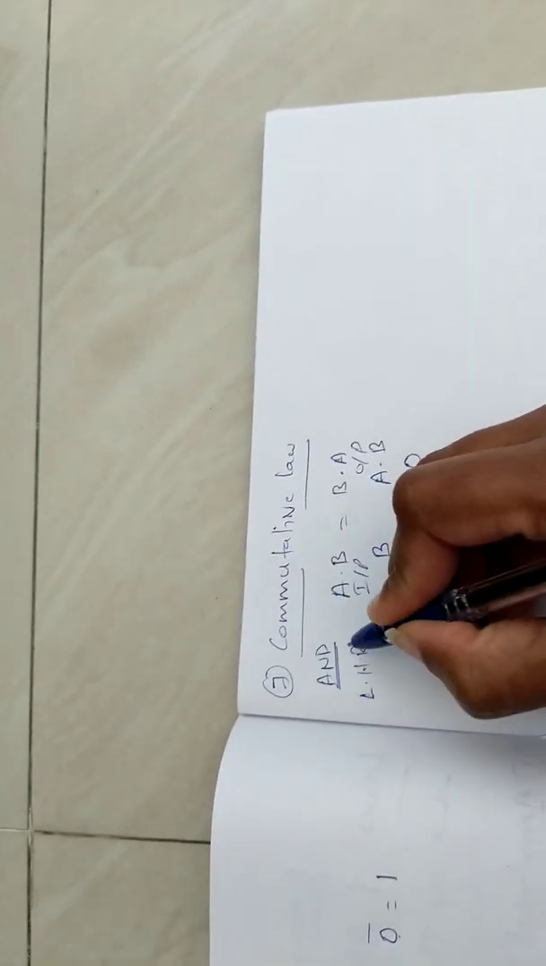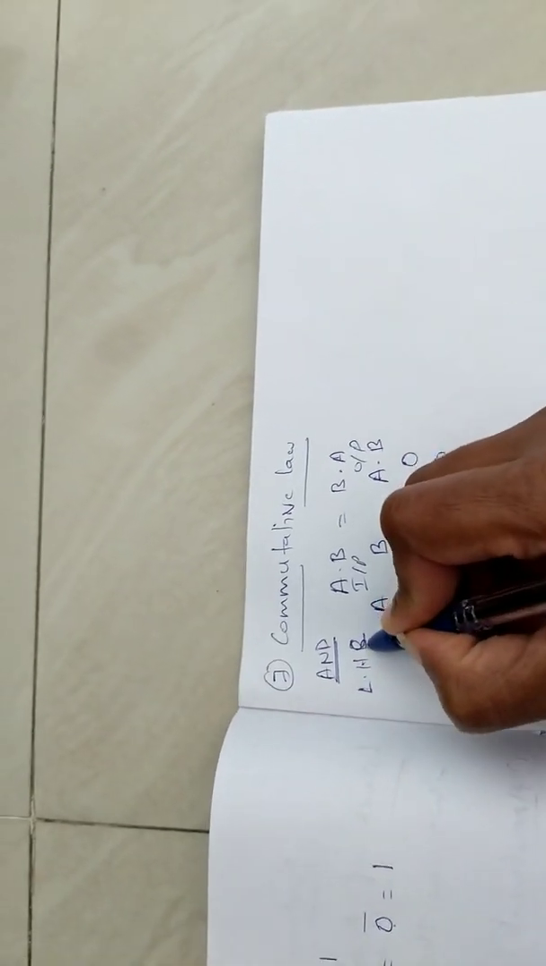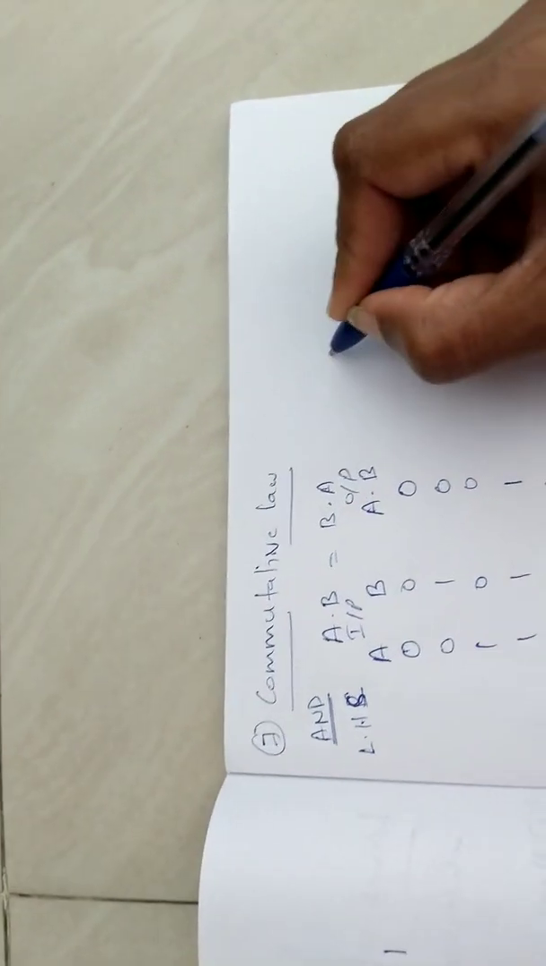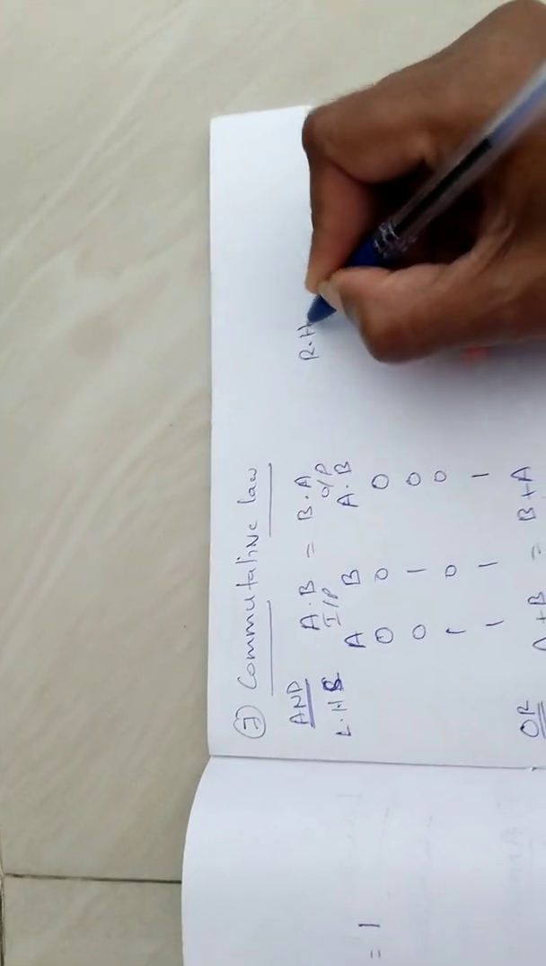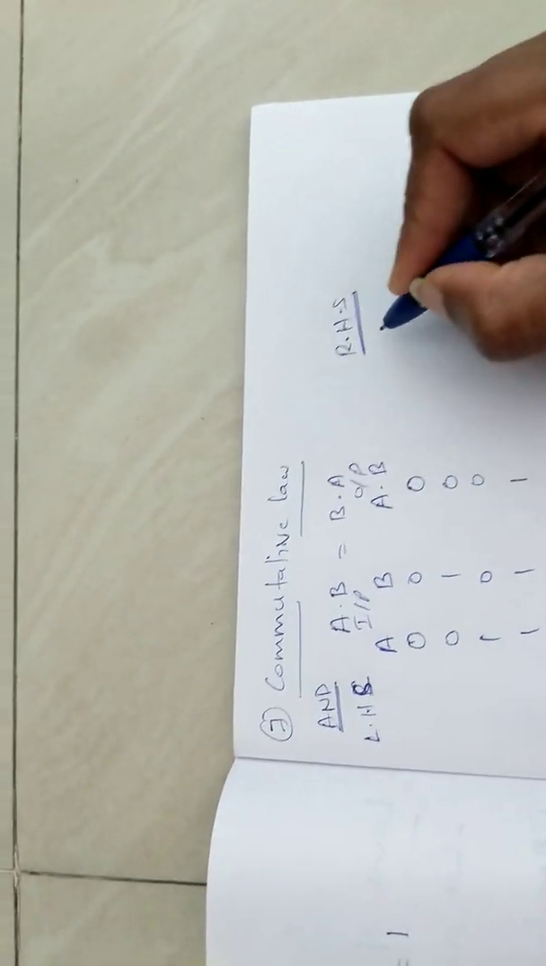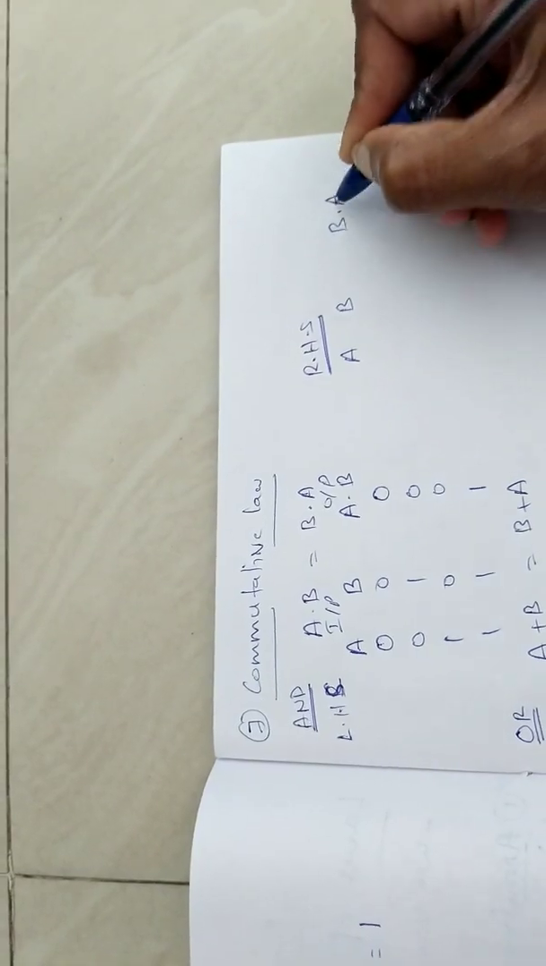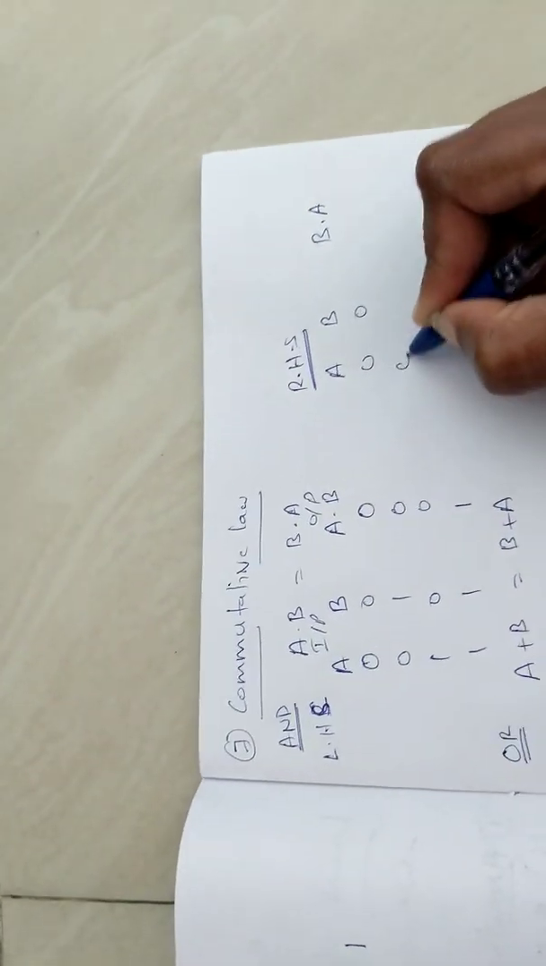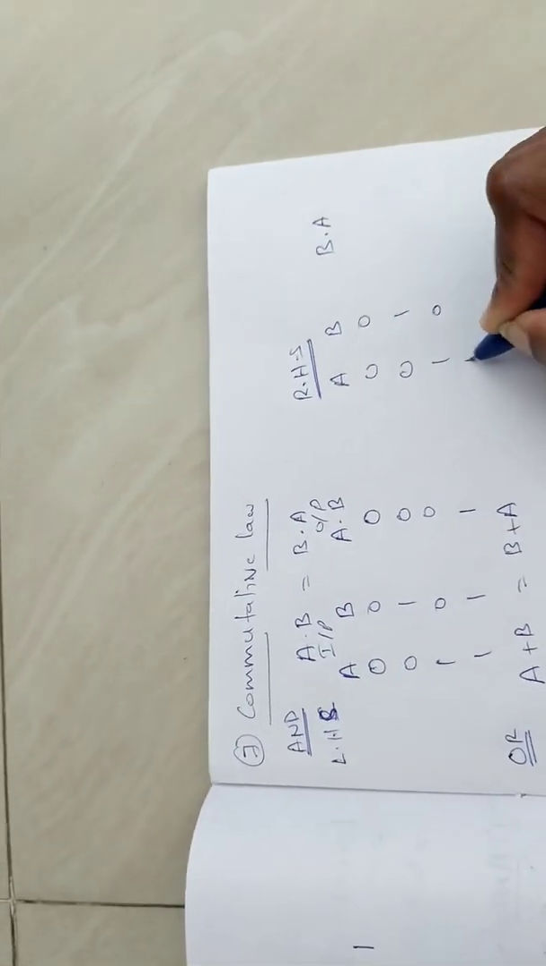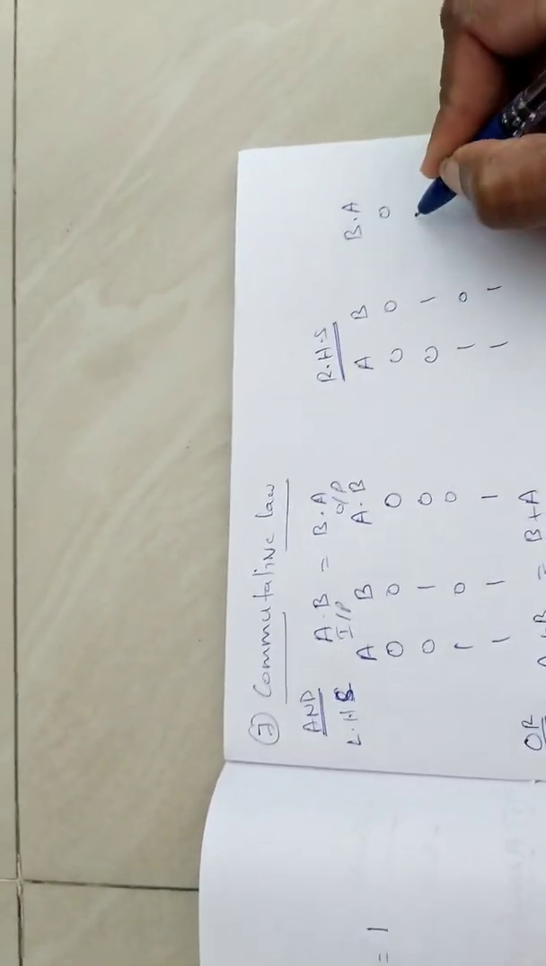For LHS, left hand side. So then come for your RHS proof. RHS, how to prove it? Same thing, A, B, but B dot A, whatever it is, you will get the same answer. So this is how you can prove that law, that it is the same.